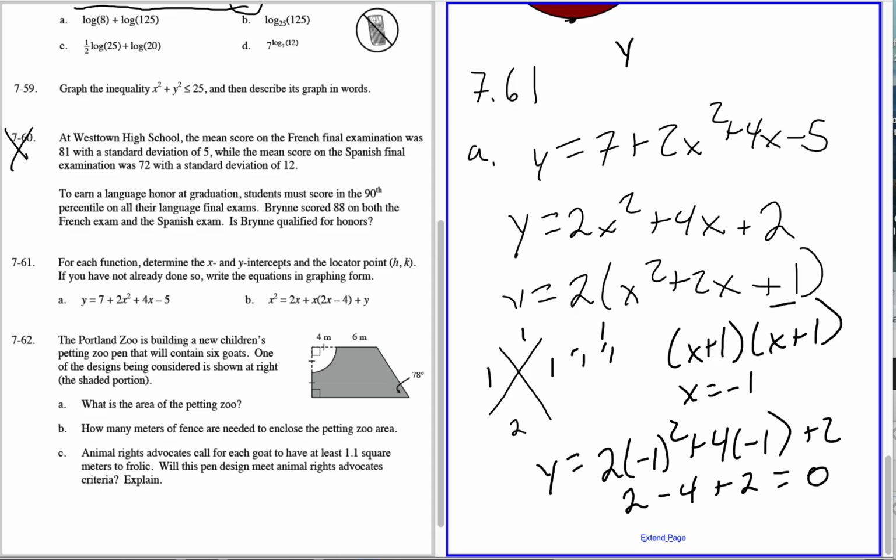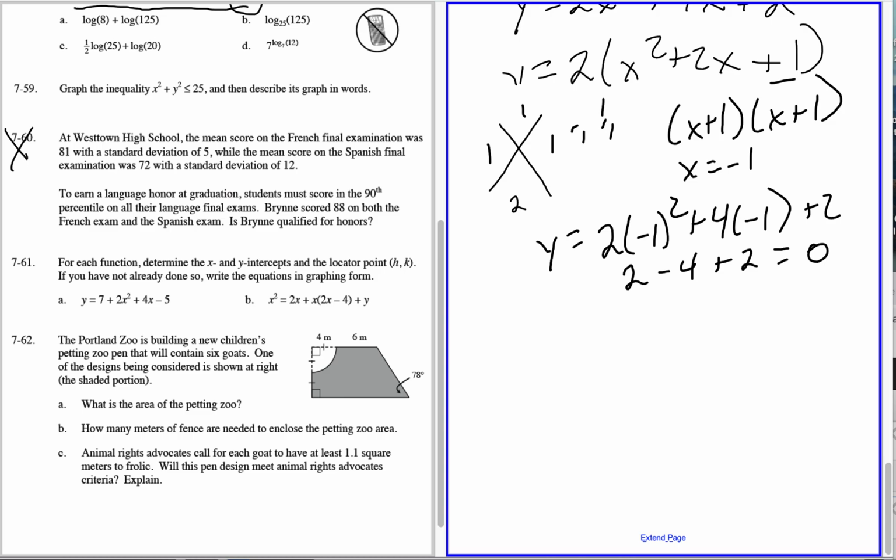So my equation for this one is y equals 2 times x plus 1 squared, because our h is -1 and our k is 0. I'm going to show you guys on B the easy way.